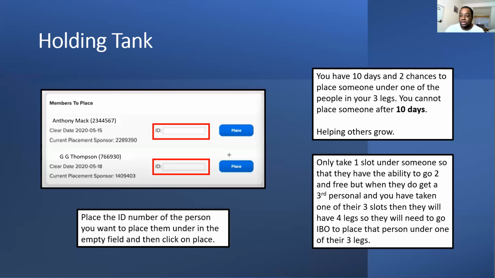Okay. So like I said to you, only take one slot. If you've got someone who has no customers underneath them, place one person under them. Now, if you get another customer, place another customer under the one you just placed or under another one. Take one slot. Do not take two or three of their slots, because what will happen is when someone brings in a customer themselves, you disadvantage them, because they will end up having to basically go IBO by force to place a person, to avoid getting four legs or five legs or whatever. So you take one spot.